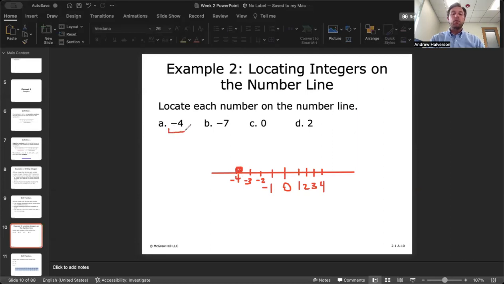Now, what does this -4 mean? It means 4 spaces to the left of 0. The negative here indicates direction away from 0. So if you're moving in the negative direction, you're moving left. So -4 means left 4 spaces. If you're going to 2 here, that's +2. That means you're moving right 2 spaces. So you put a dot right here.